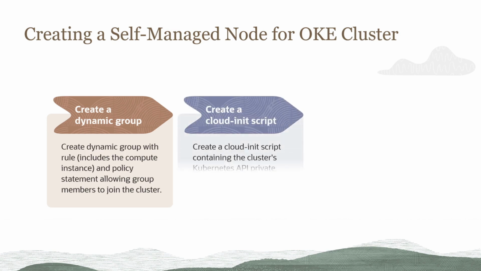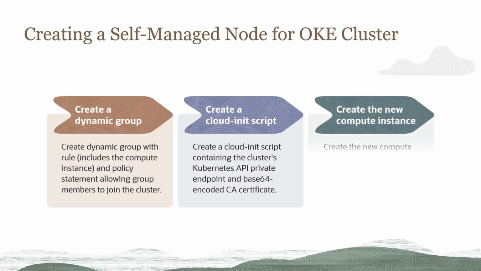Next step is to create a cloud init script that incorporates the Kubernetes API private endpoint and a base64 encoded certificate authority certificate specific to the cluster. Lastly, instantiate a new compute instance utilizing an OKE image as the base and supply the created cloud init script to it. In the next few slides, we will take a closer look at each of these steps, and of course, I'll cover the same using demonstration. Let's roll.